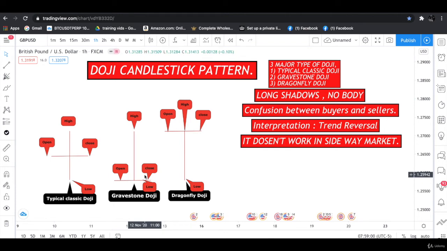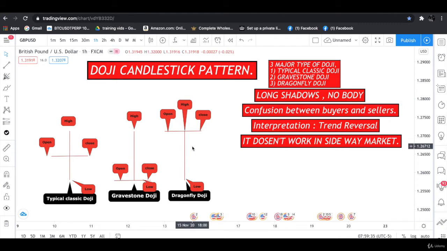The last one, the dragonfly Doji, is like the alphabet T. It has the same characteristics, long shadows but no body at all. This is the opening price, the closing, and the high and the low. So we have discussed three types of major Dojis.